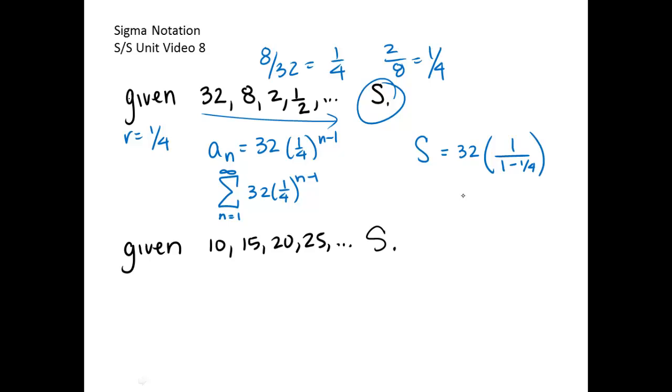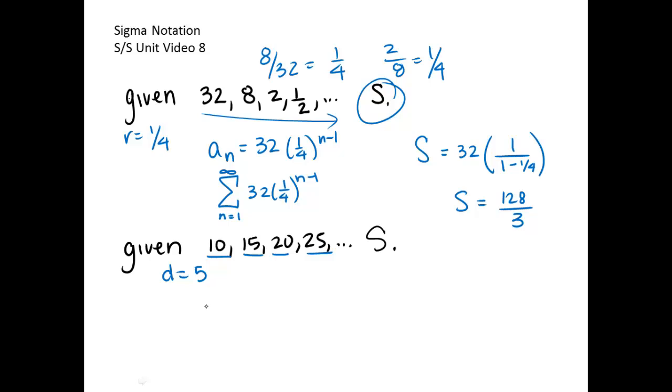I'm turning it into a fraction, and I got s to equal 128 over 3. Okay, let's look at the next one. So here I've got 10, 15, 20, 25. I can see that I'm counting by 5. So I've got an arithmetic sequence, and my d value equals 5.